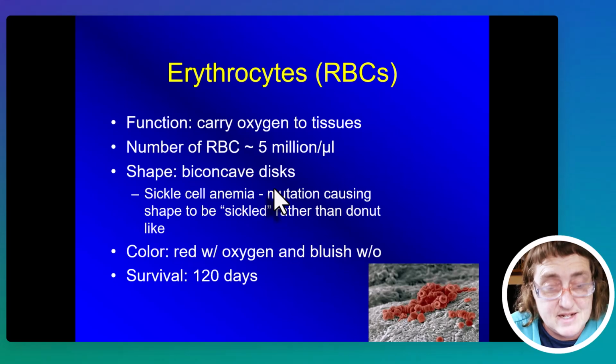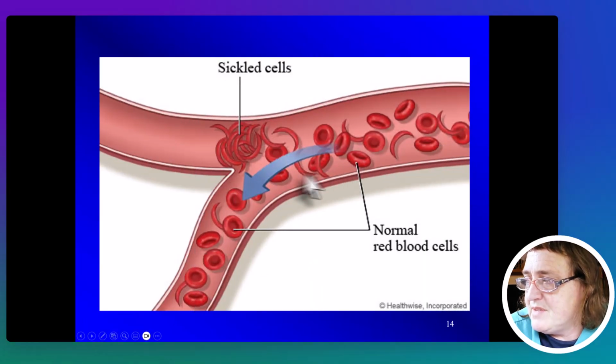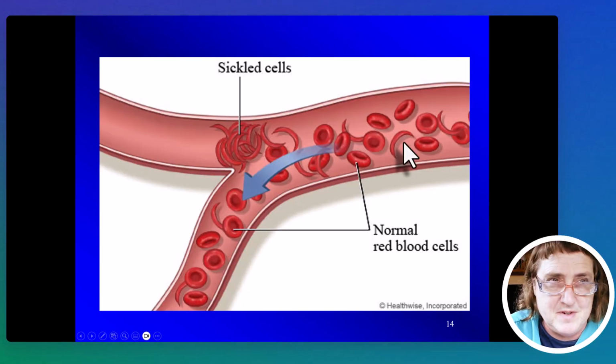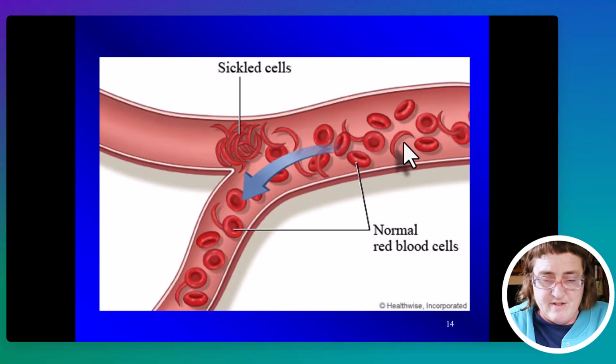So they're being made continuously because they die continuously, or they get degraded, recycled continuously. So here's a picture of a capillary with some normal red blood cells, but also that sickle shape. It's because of a mutation in the hemoglobin, so it doesn't form a ring. And because of the non-ring form, the cells form that sickle.